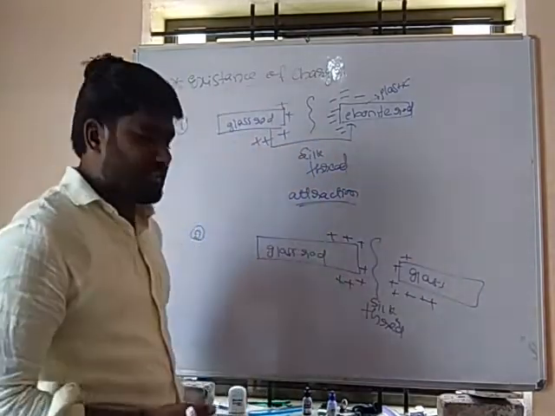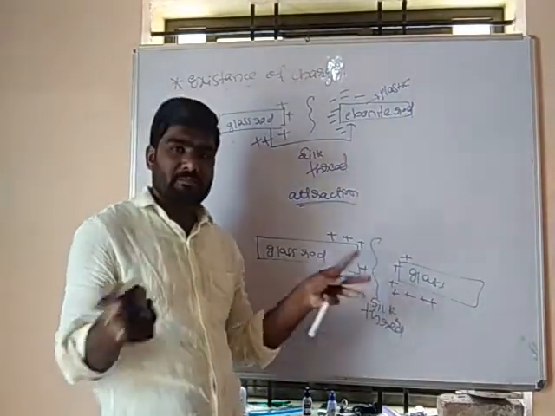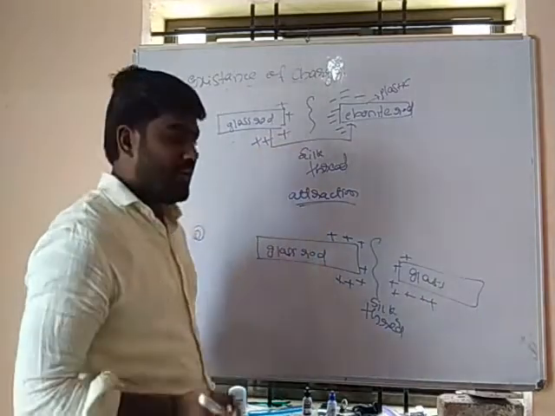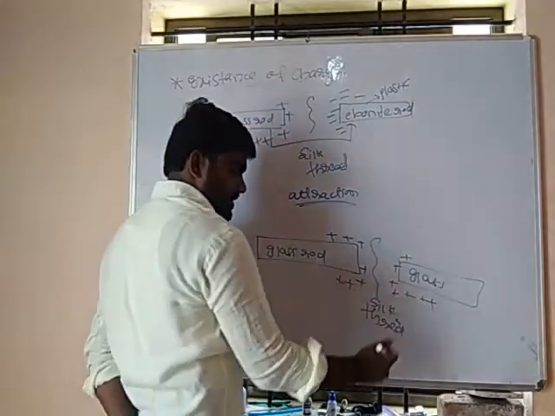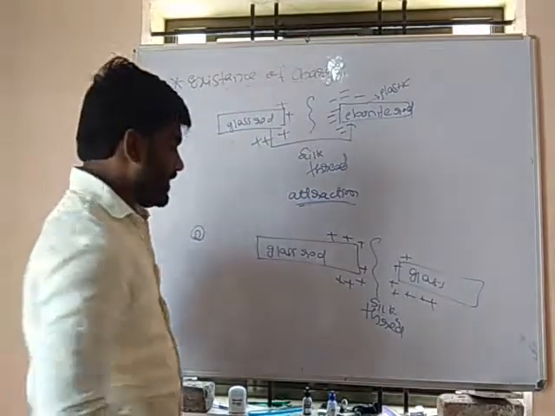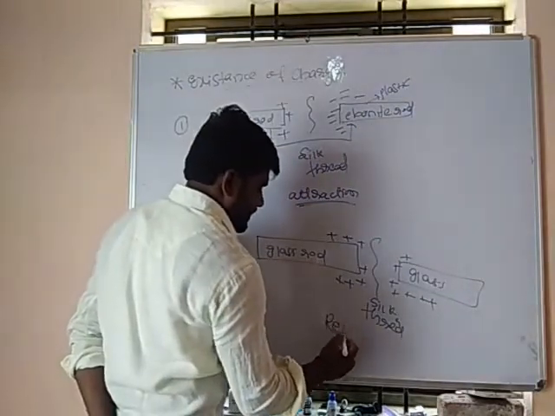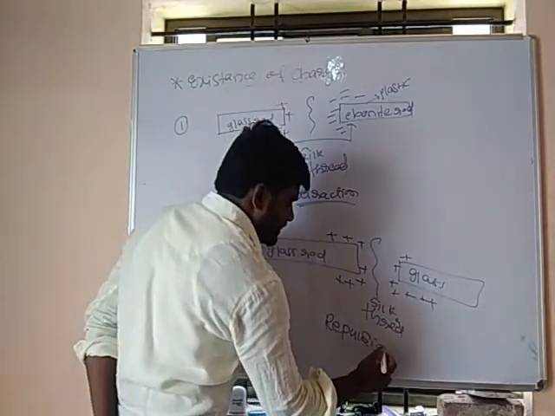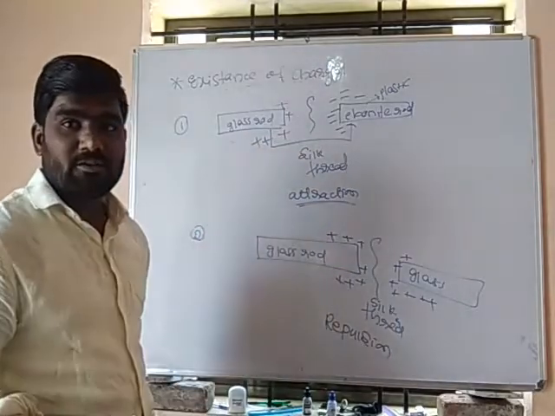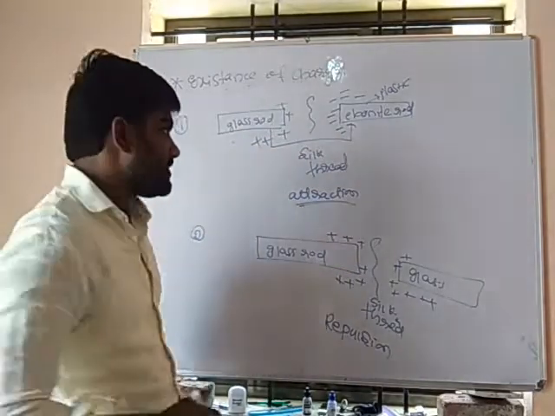After rubbing, if these two rods are brought near to each other, then what happens? Positive charge with positive charge, what I told, it must be repulsion. So from this we can conclude that both have the same charges.